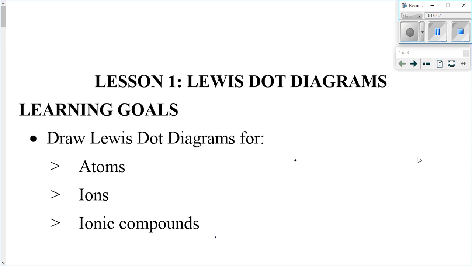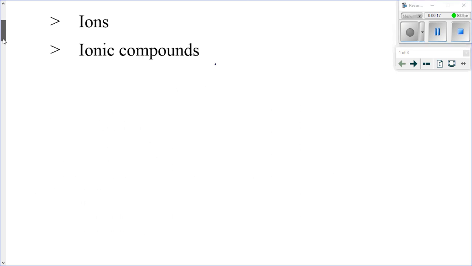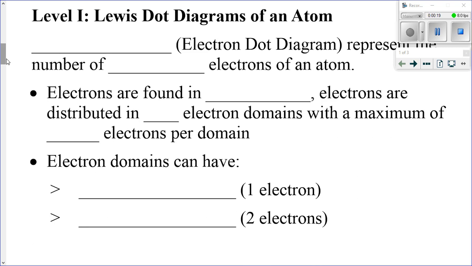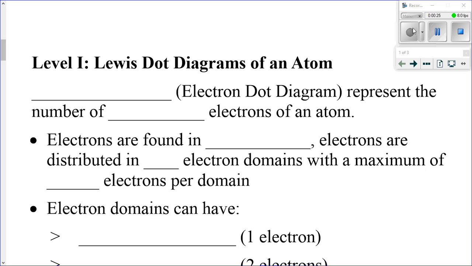One of bonding, which is going to cover the following learning goals. We are going to be able to draw Lewis dot diagrams for atoms, ions, and ionic compounds after today. Okay, we're going to first start off by drawing Lewis dot diagrams of an atom.